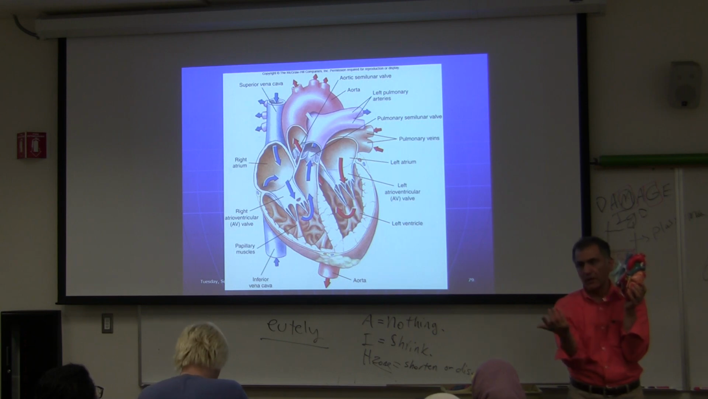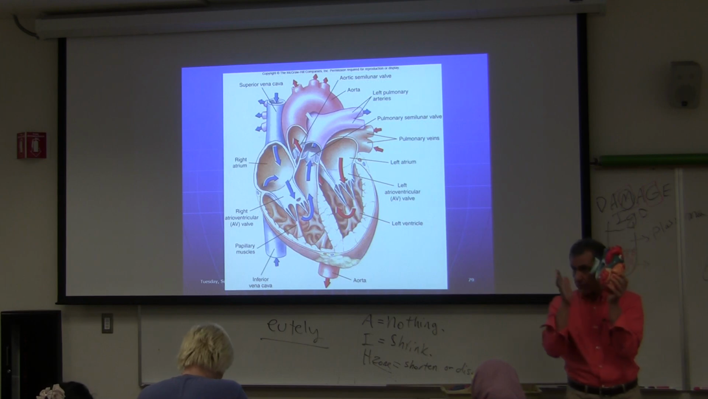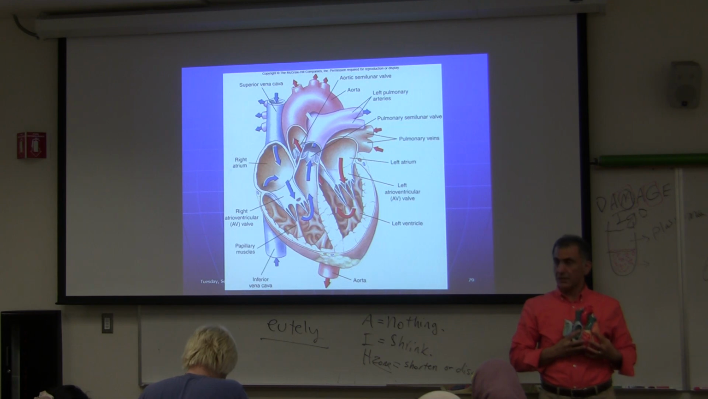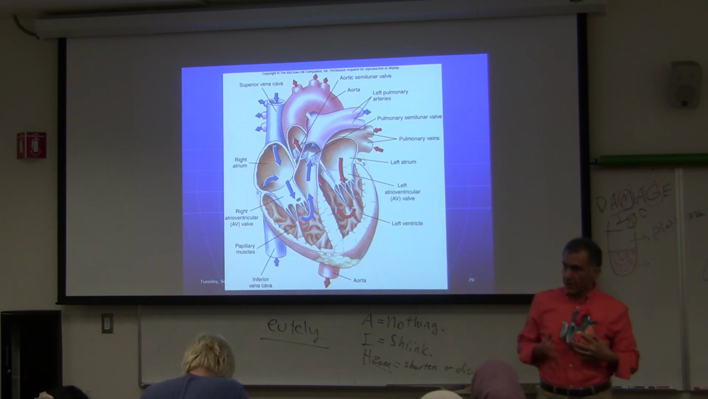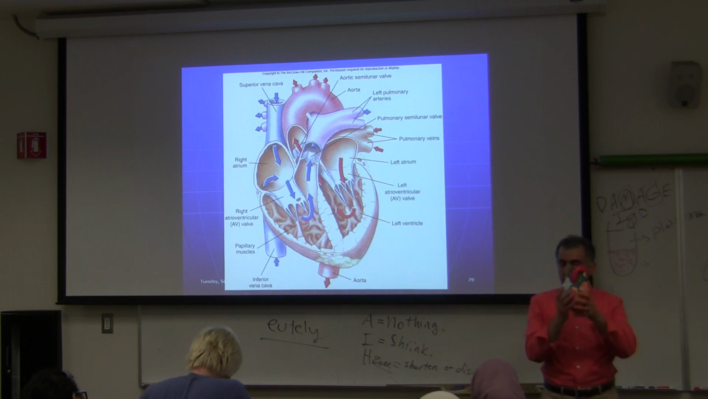That's the term I like, and that's what I'm hoping you write down during the exam. Right atrioventricular valve. This is in my body just like this. This is the right side of the heart, this is the left side of it, because it's embedded in my body just like this. And that's what I'm showing you.